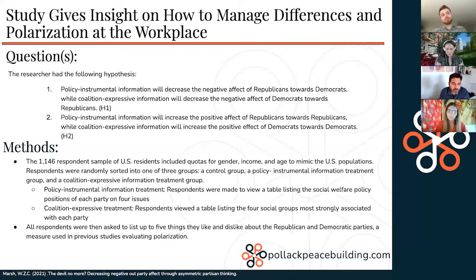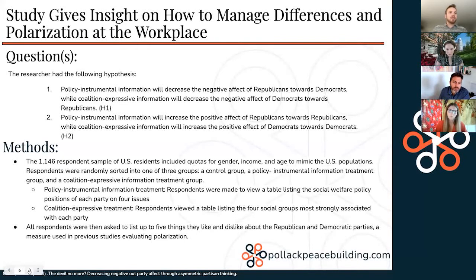And so after viewing these tables, they were then asked to list up to 5 things they like and they dislike about the Republican and Democratic parties, a measure used in previous studies evaluating polarization.